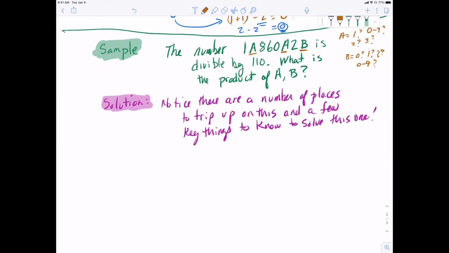If this number is divisible by 110, what do we know is true? This is kind of key. If a number is divisible by 110, it's also divisible by the things that make up 110.